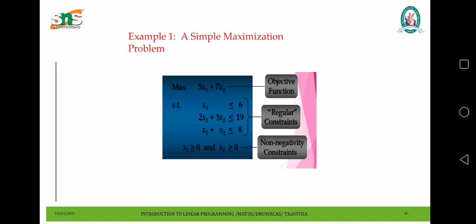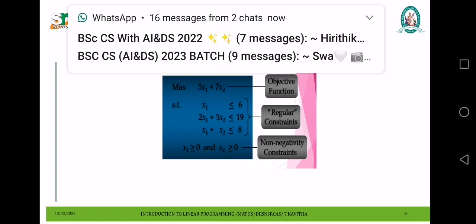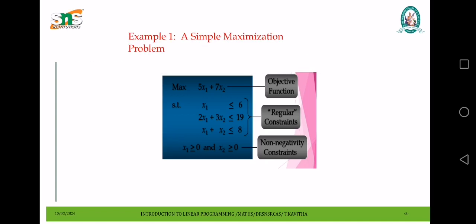This is an example of a simple maximization problem. Maximize 5x1 plus 7x2 subject to constraints x1 less than or equal to 6, 2x1 plus 3x2 less than or equal to 19, x1 plus x2 less than or equal to 8, x1 greater than or equal to 0 and x2 greater than or equal to 0. Here the objective function is z equal to 5x1 plus 7x2, to be maximized. The constraints are x1 less than or equal to 6, 2x1 plus 3x2 less than or equal to 19, x1 plus x2 less than or equal to 8, and the non-negativity constraints are x1 greater than or equal to 0 and x2 greater than or equal to 0.